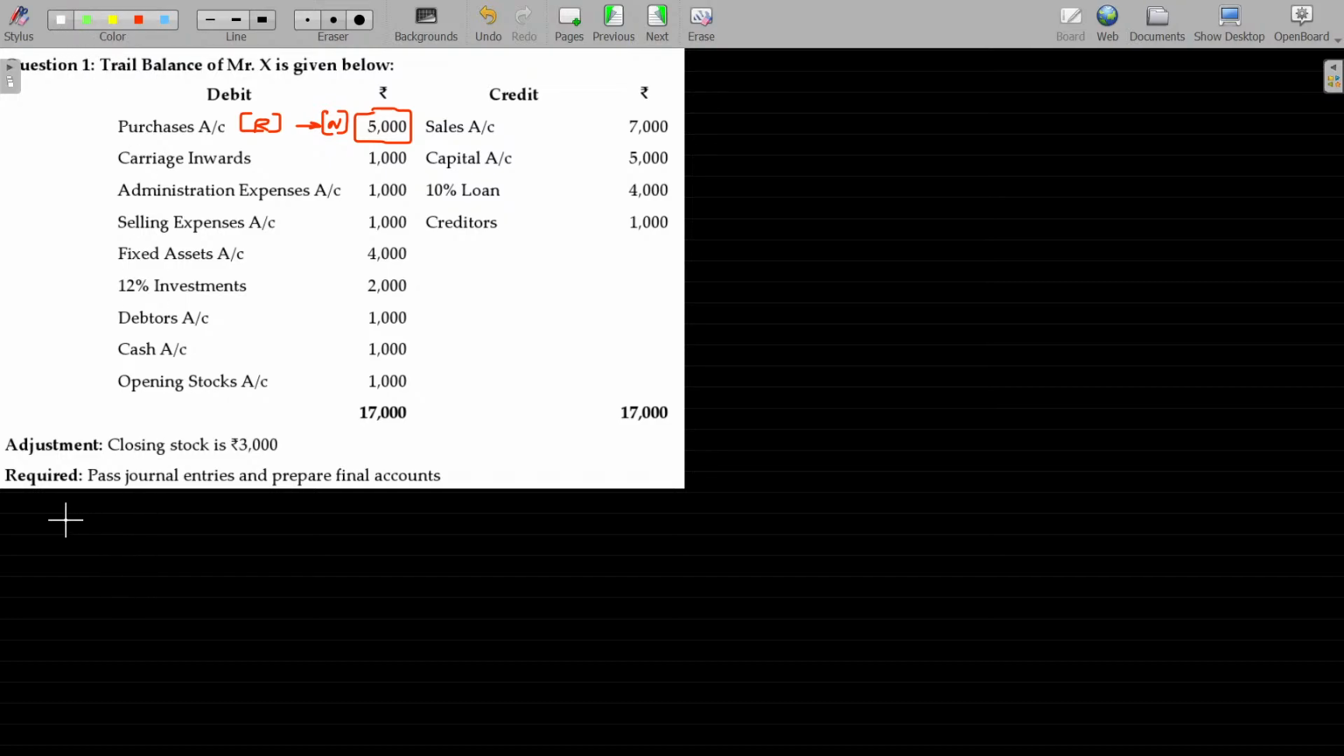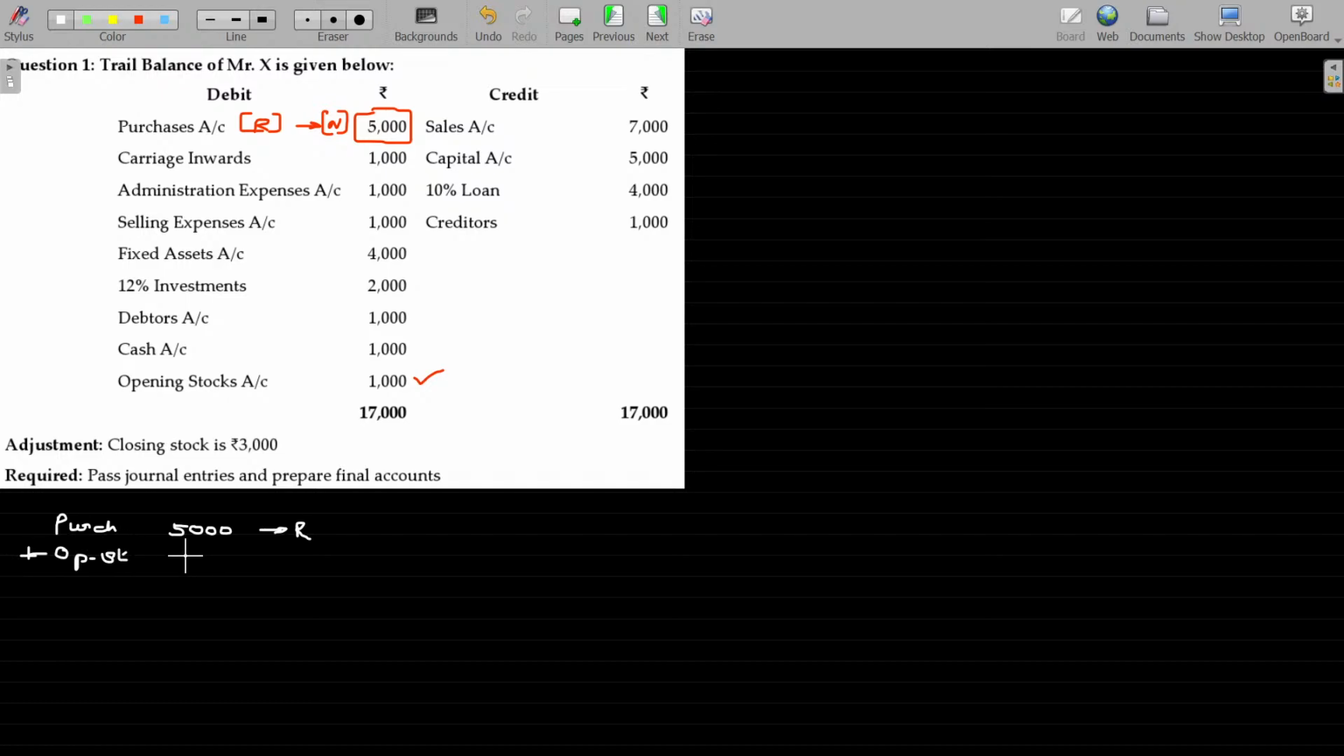Purchases being 5,000. What about these purchases? Named as a real account. And how much did you sell of that? We have opening stock, right? I'm going to add the opening stock with these purchases.